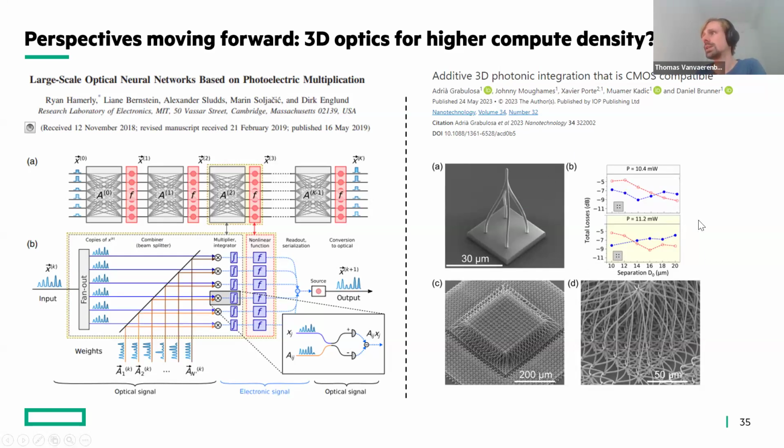Then another approach is, instead of going to free space setups, to try to be more three-dimensional in integrated systems by doing 3D fabrication. There's quite some seminal work by Daniel Brunner on that, very preliminary.